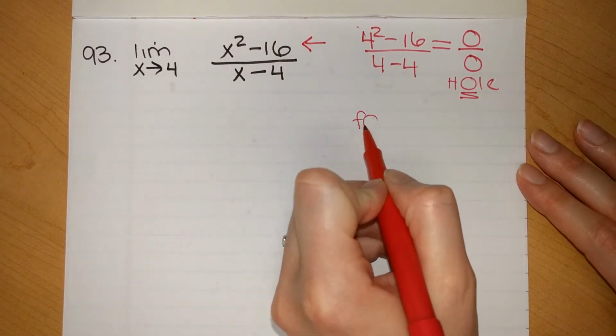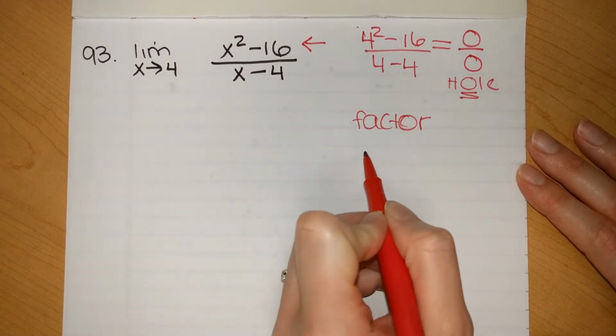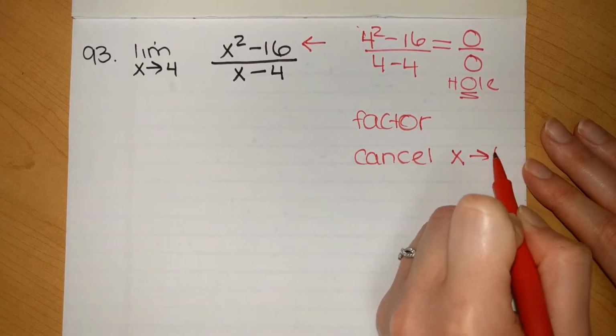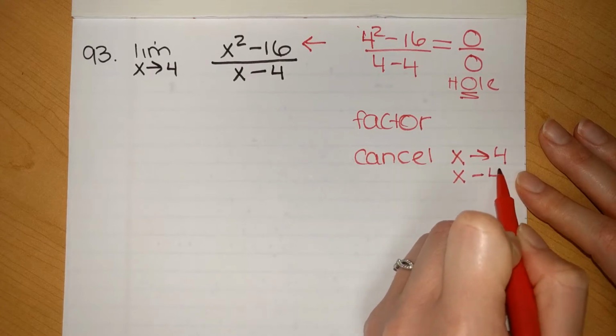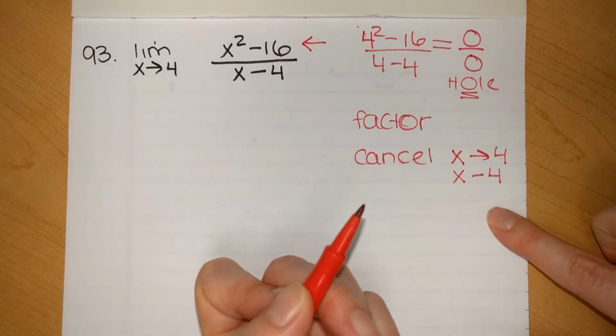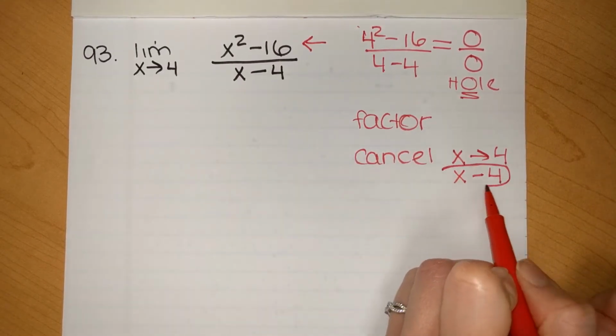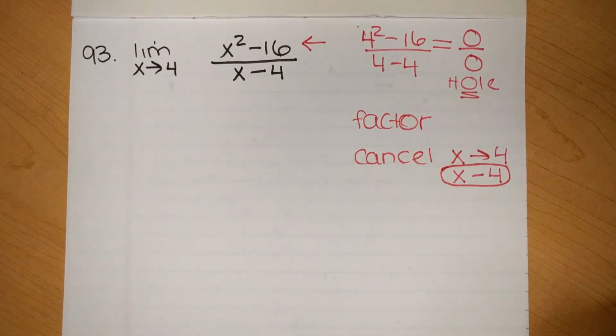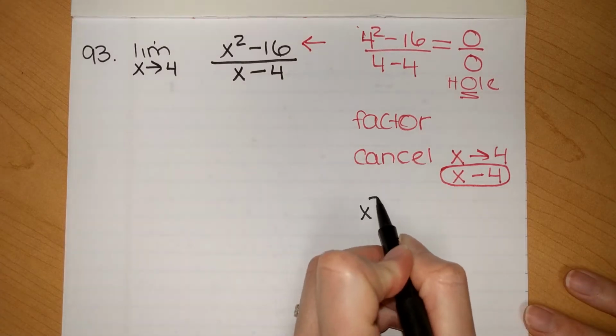All right, so what we need to do is factor and then cancel. And remember, the whole goal is to cancel out: x going to 4 tells us that we want to cancel out x minus 4. So the goal is to get x minus 4 in the numerator and in the denominator.